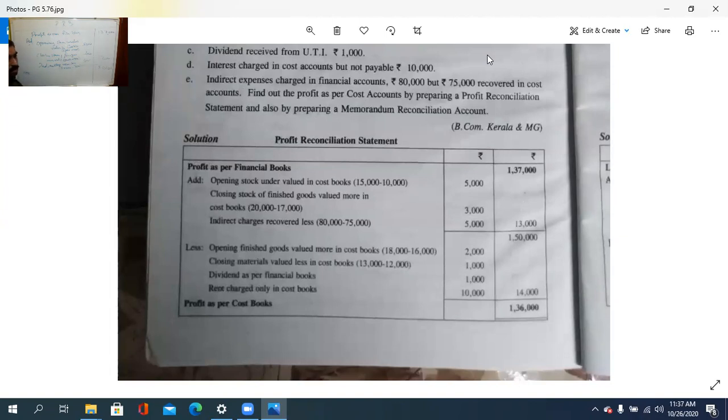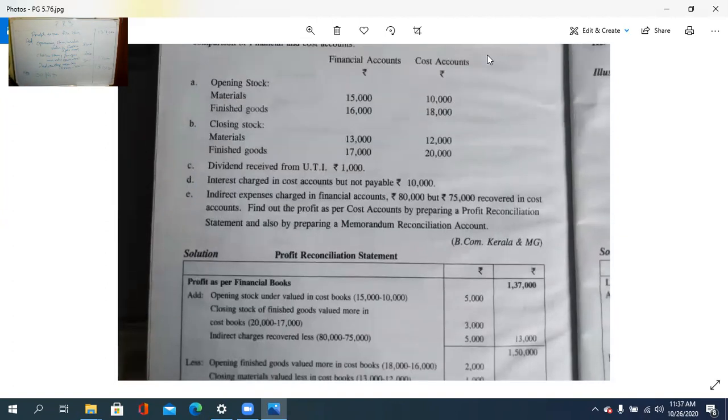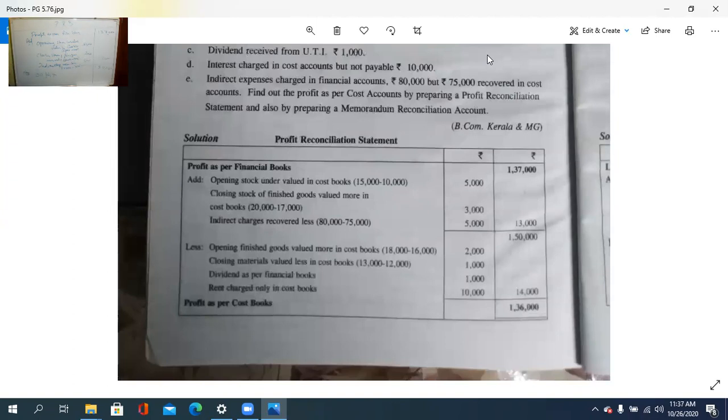Less opening finished goods. Opening finished goods അവിടെ എത്രയാണ്? 16,000, 18,000, 2,000 കൂടുതലുണ്ട് അല്ലേ? So opening finished goods valued more in cost books. Then 18,000 minus 16,000. So it is 2,000. Then next item is what? Closing material valued less in cost books.